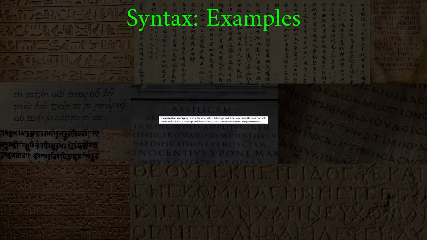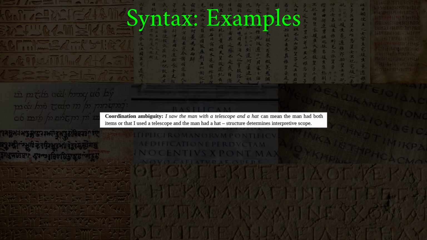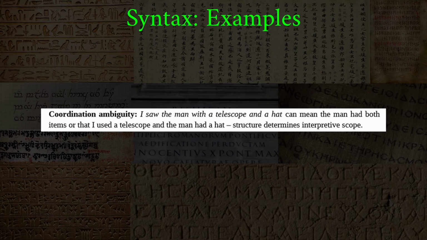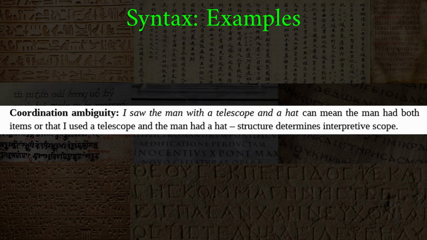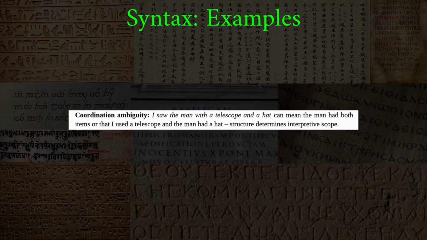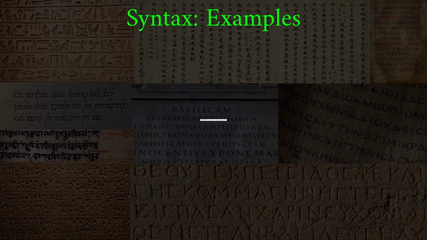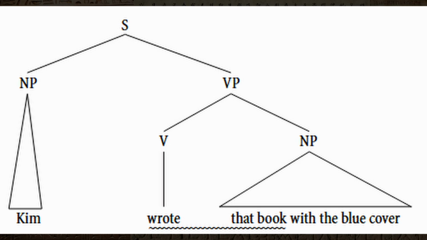And lastly, coordination ambiguity. I saw the man with a telescope and a hat can mean the man had both items, or that I used a telescope and the man had a hat. Structure determines interpretive scope. So, these examples show syntax's reach. It explains why some strings are grammatical, why sentences can mean different things, and how languages carve up the possibilities of human expression.